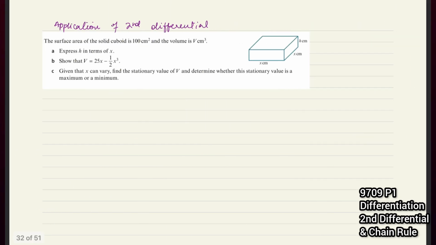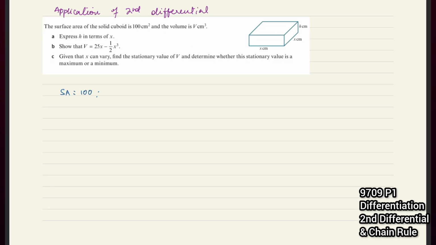Next we have application of the second differential. For application of the second differential, we will have questions involving area and volume. So the surface area of a solid cuboid is this. Surface area is equal to 100. Volume is equal to side multiplied by side multiplied by side, which is x²h. Surface area is 2 into length multiplied by breadth plus length multiplied by height plus height multiplied by breadth. 100/2 is equal to x² + xh + xh. 50 is equal to x² + 2xh.